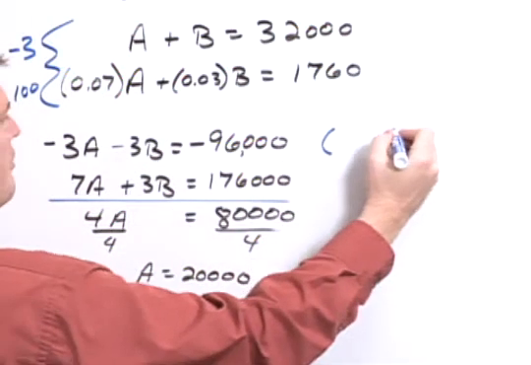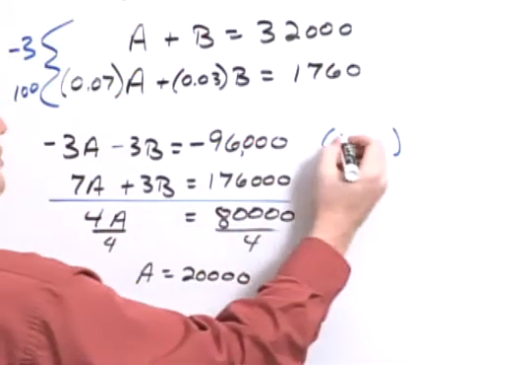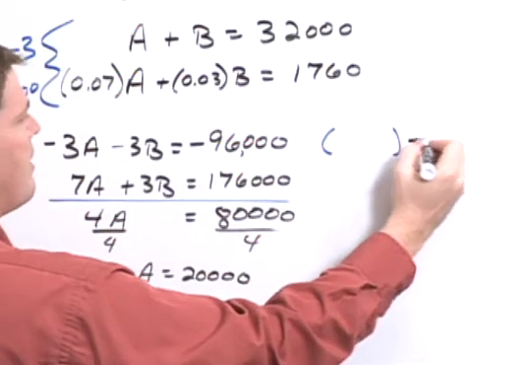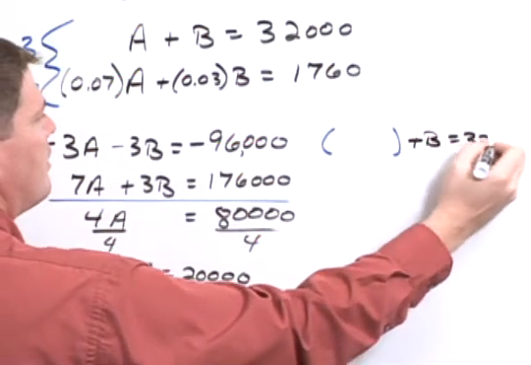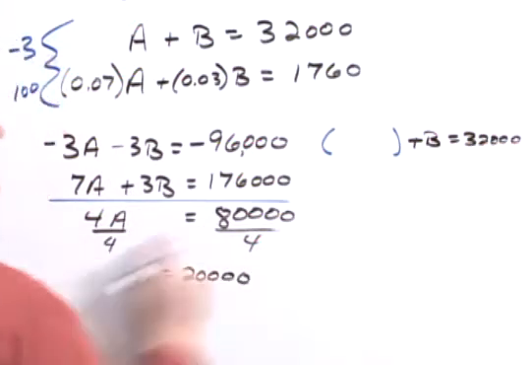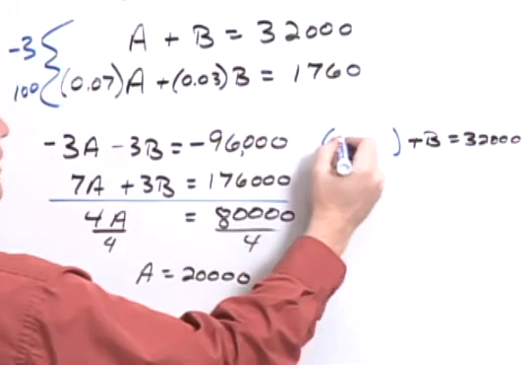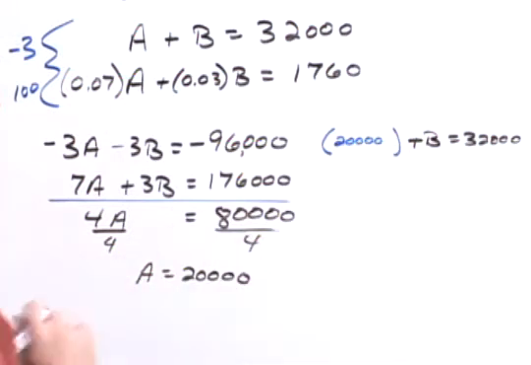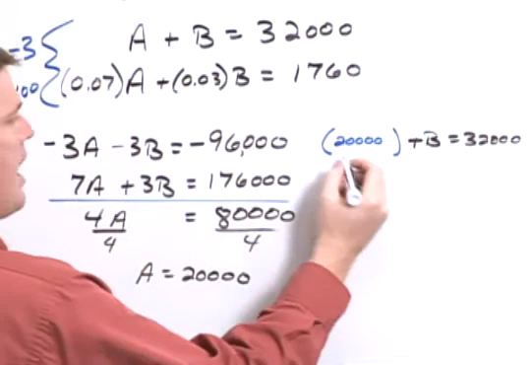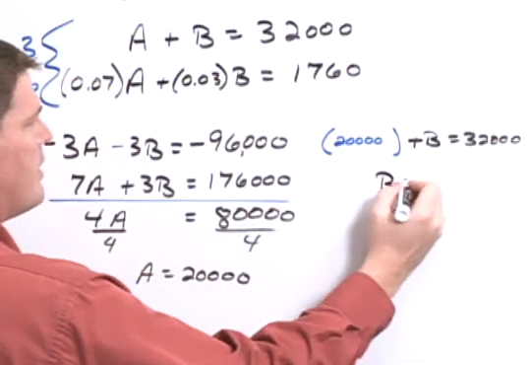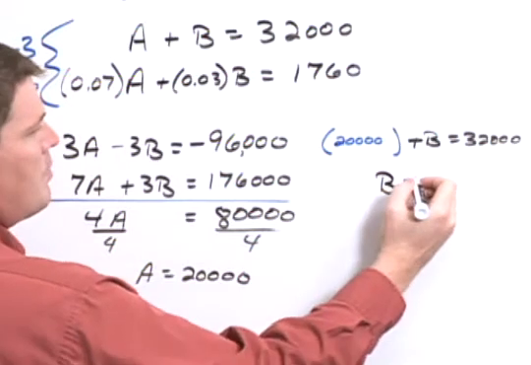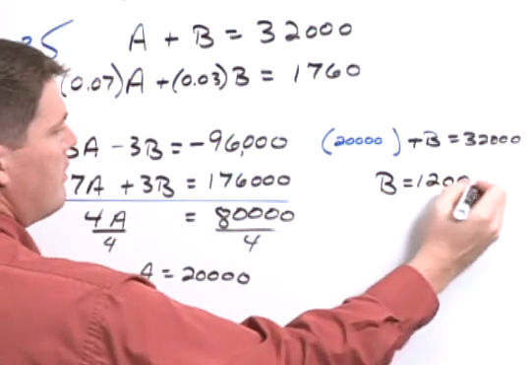I'm going to substitute that number into that first equation and say A plus B would equal 32,000. Again, replacing the 20,000 for A. Subtracting 20,000 from both sides then, I find that B will be 12,000.